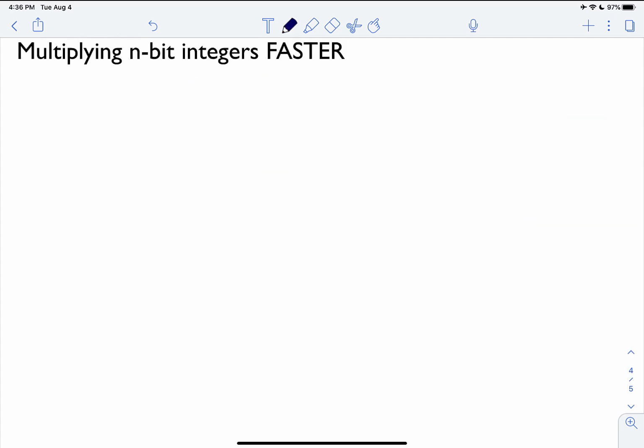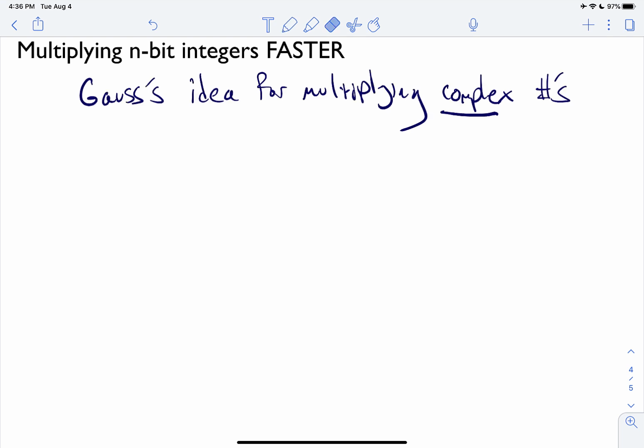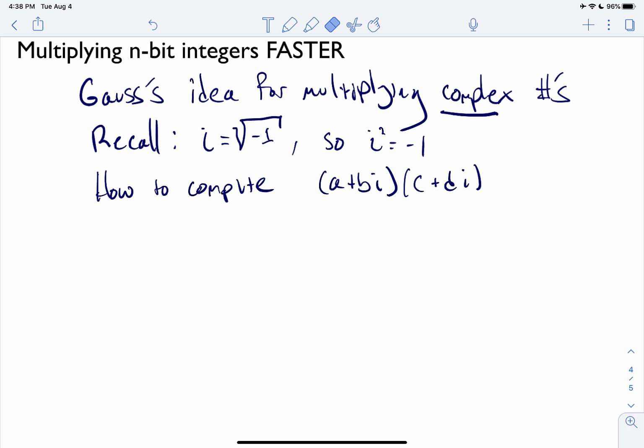We're going to borrow an idea from Gauss, who came up with this when thinking about complex numbers. So let's consider how we might be able to design a faster algorithm for multiplying n-bit numbers. Let's recall that the letter i means the square root of -1, so that i squared is equal to -1. The thing we want to answer is, how do we multiply the number a plus bi times c plus di efficiently? Notice that we can achieve this by doing 4 multiplications and 2 additions.